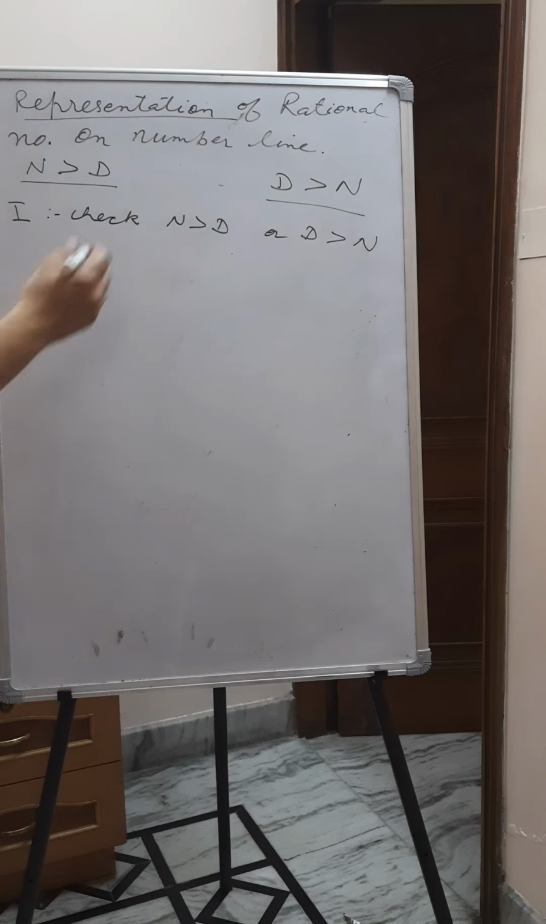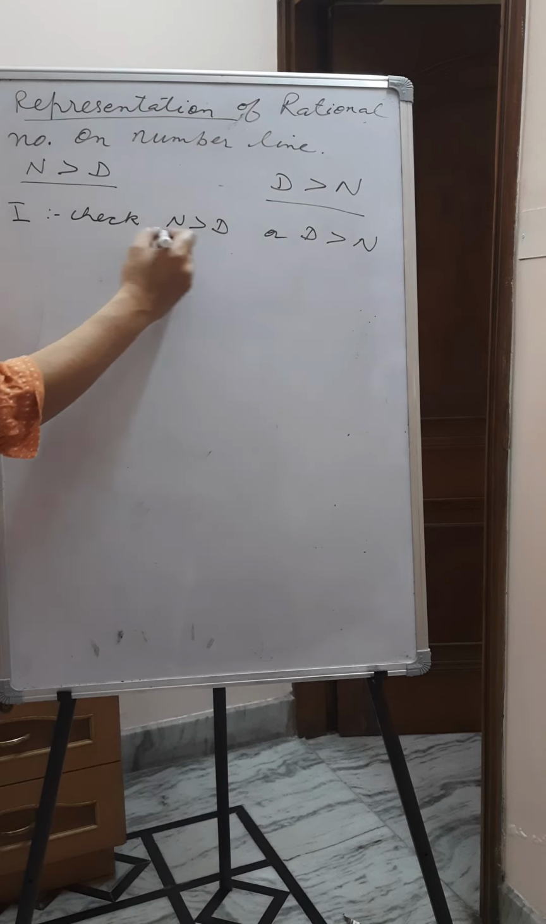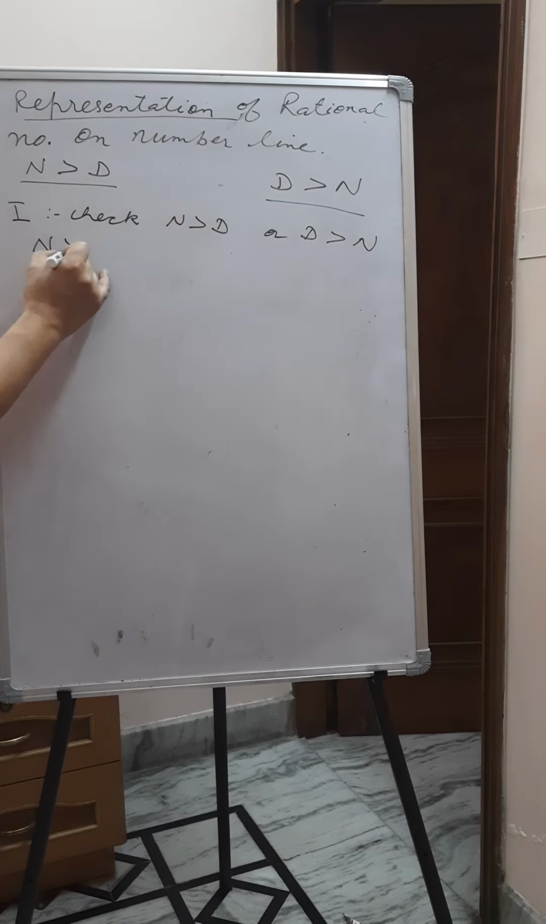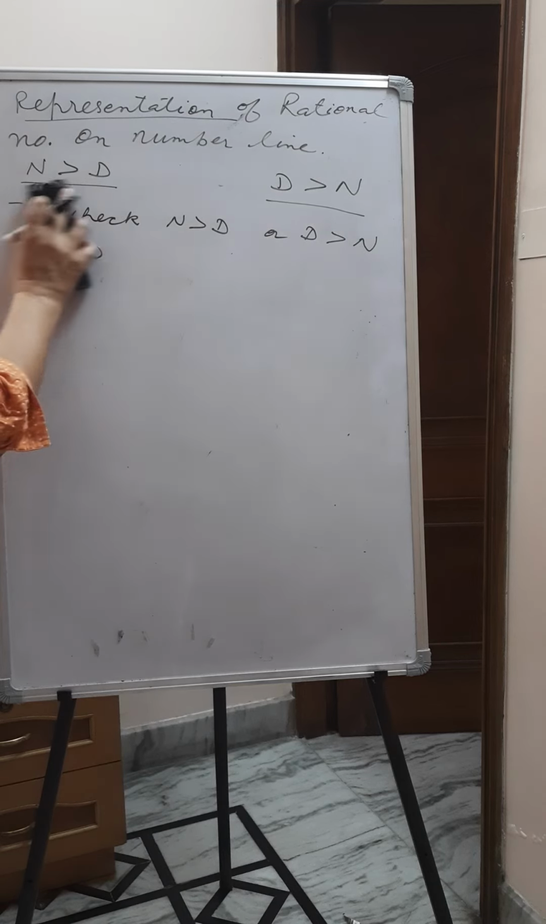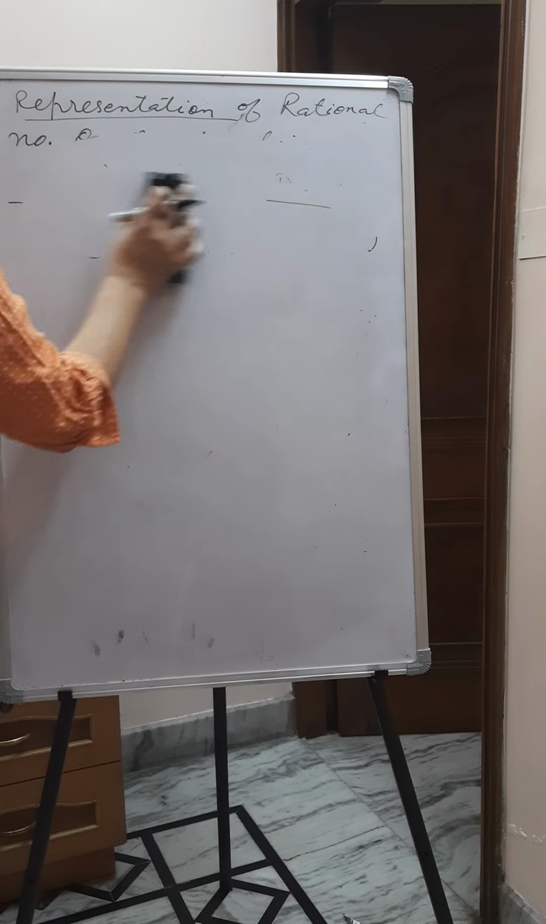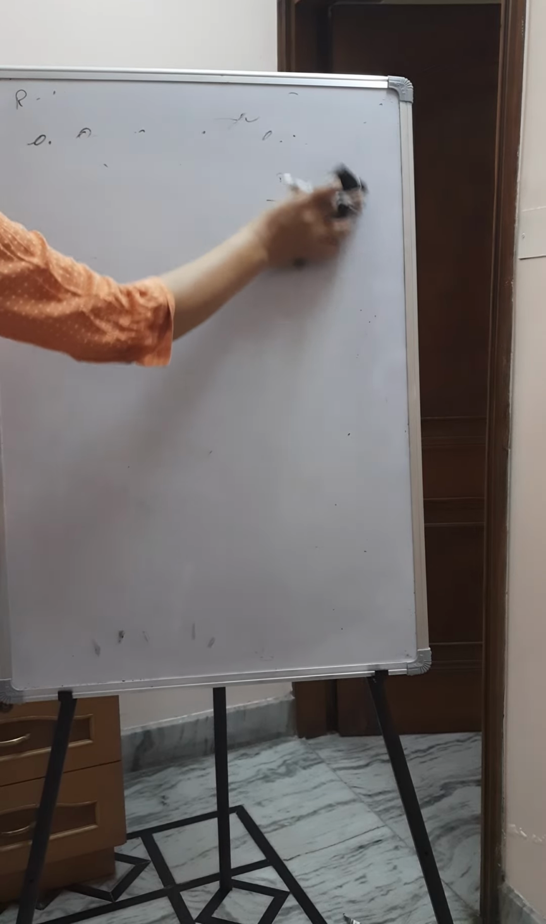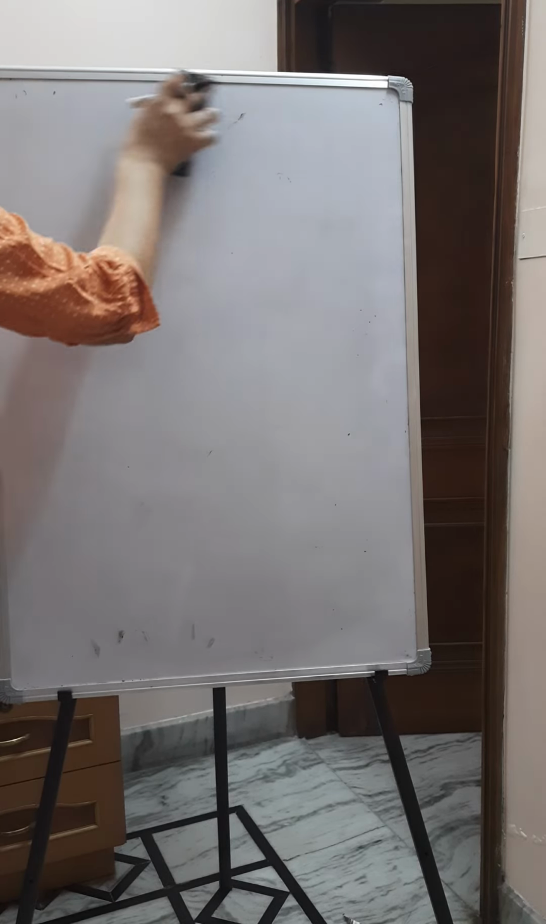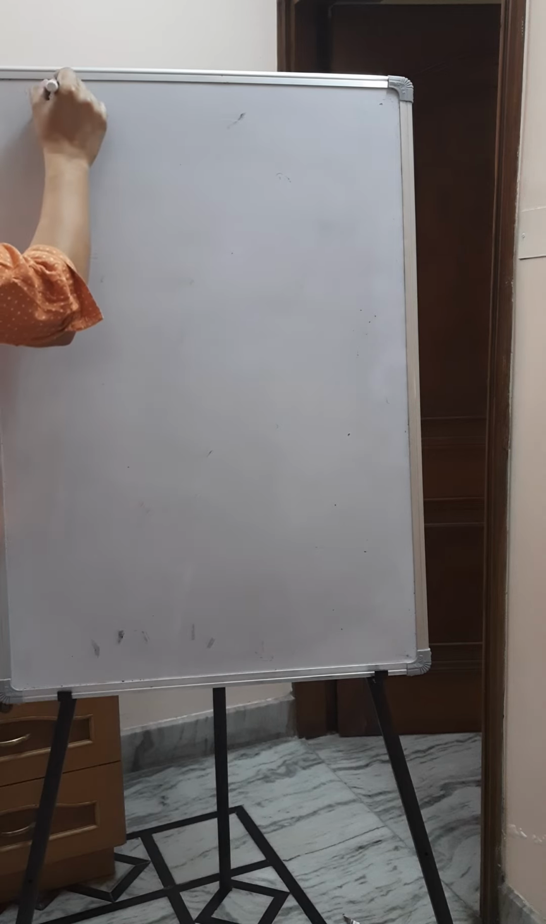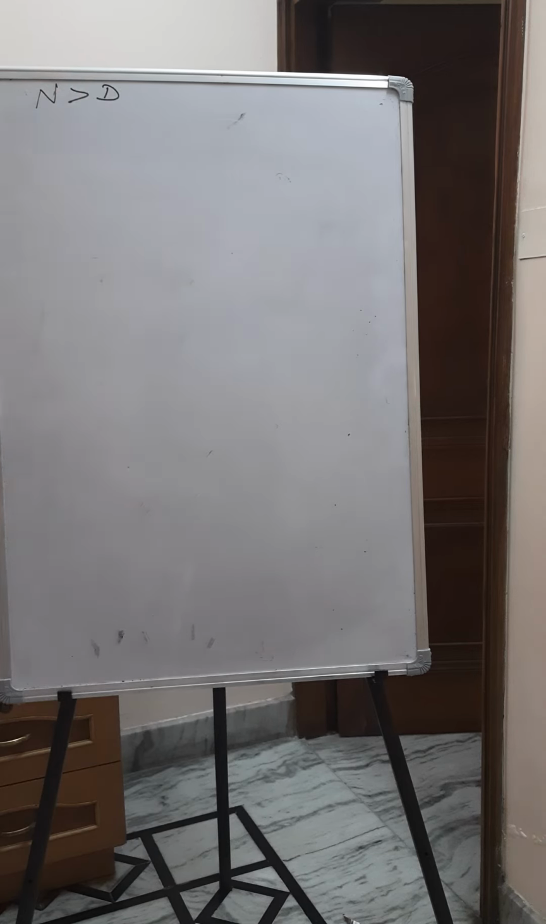If the topic is about numerator being greater than denominator, I am going to explain the first concept. Numerator is greater than denominator. How to draw the number line?